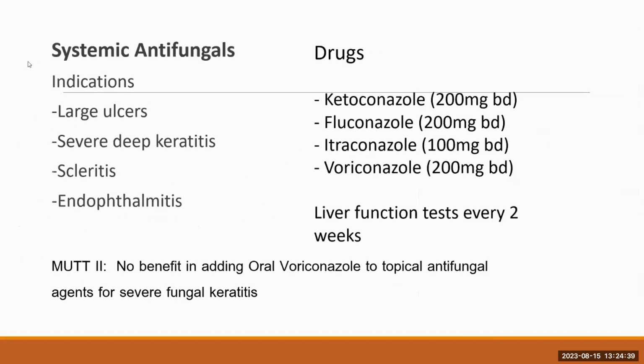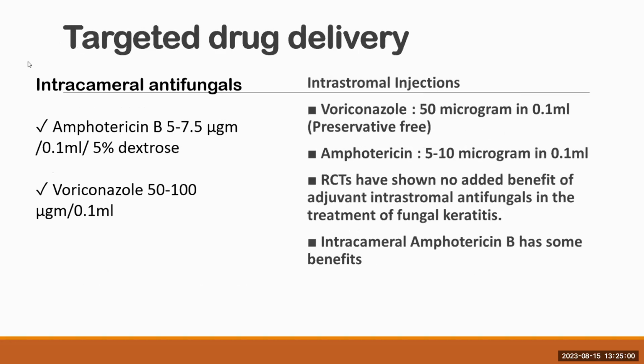Systemic antifungals can be used in large ulcers, severe deep keratitis, scleritis, and endophthalmitis. We have to keep in mind that these antifungals are hepatotoxic, so we have to monitor liver function tests every 2 weeks. According to the MUTT 2 trial, there is no benefit in adding oral voriconazole to topical antifungal agents. Targeted drug delivery is by intracameral and intrastromal injections. Although RCTs have shown no added benefit of adjuvant intrastromal antifungal in the treatment, intracameral amphotericin B has some benefits.